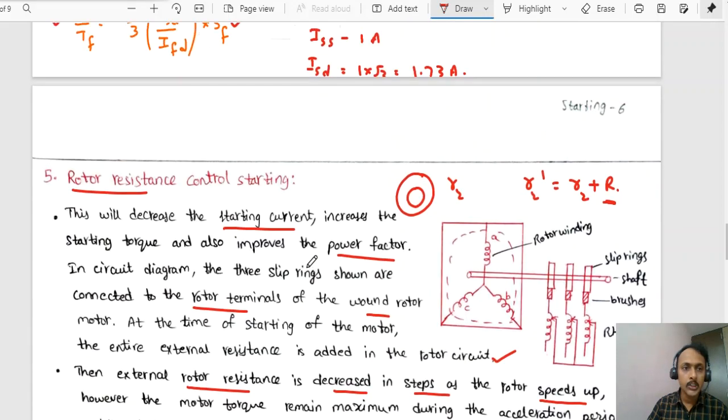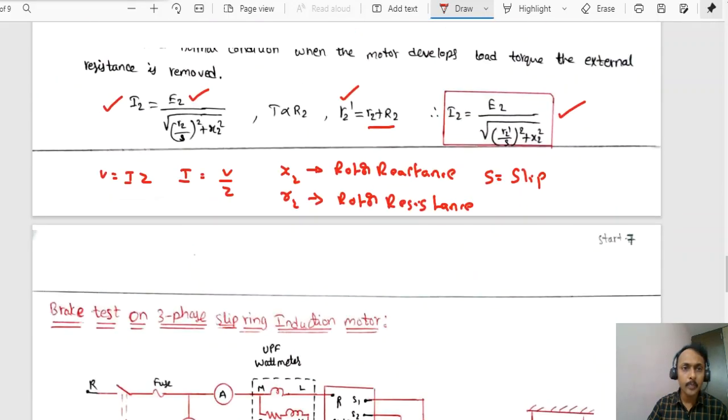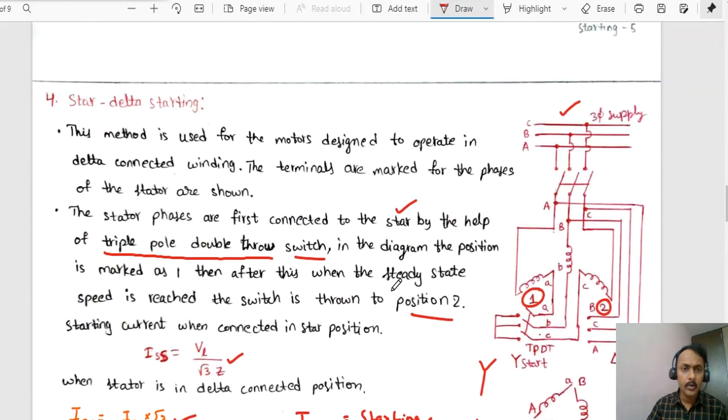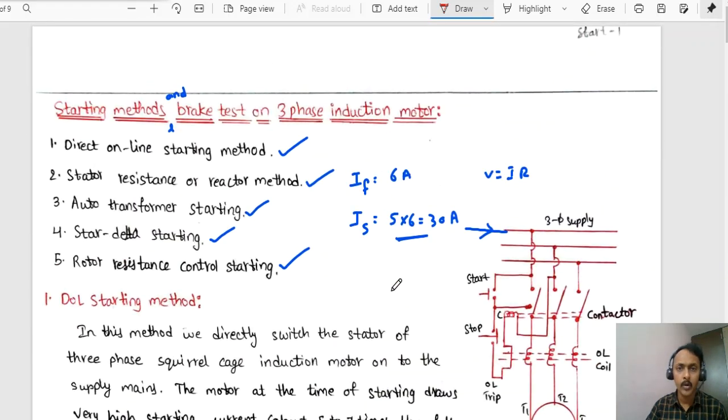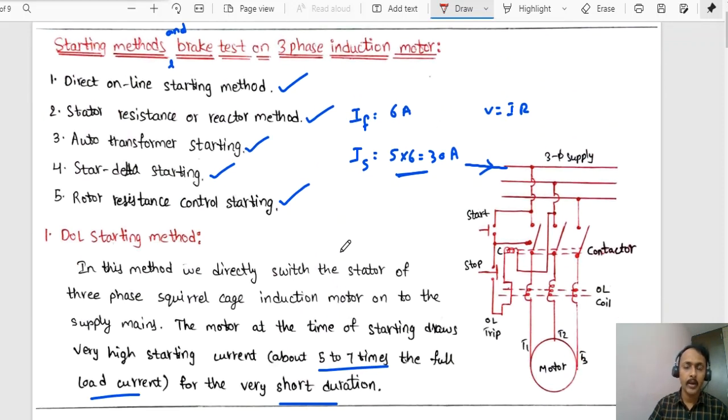So this is all about the starting methods of three-phase induction motor. Dear students, I repeat again, we have 5 methods. First, DOL, the direct online starting method. This is the circuit diagram where the stator is directly connected to the supply. The drawback is that it draws a huge amount of current at the starting.